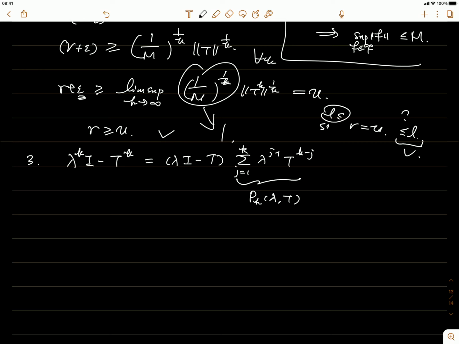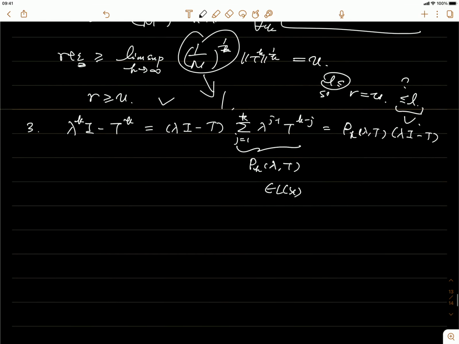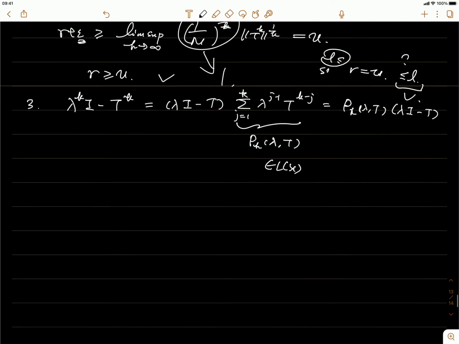Okay, but that's just something in L(X). And you can also show that you can switch the two. You can put p_k(lambda, T) first, and then multiply by lambda I minus T. You can exchange these two because lambda is just a constant, T is the real thing, but you only have the T, so everything commutes. They commute, right? So you have this.